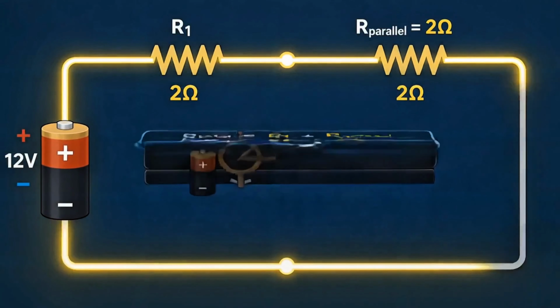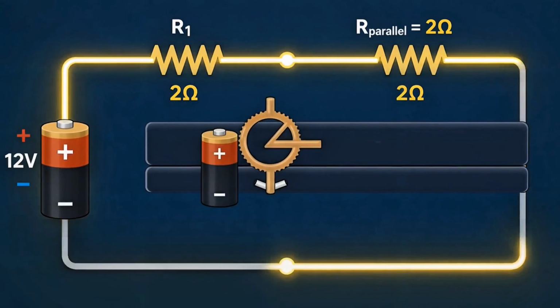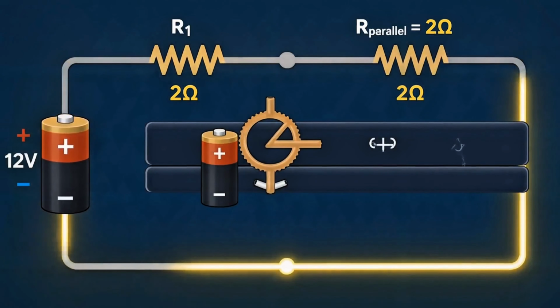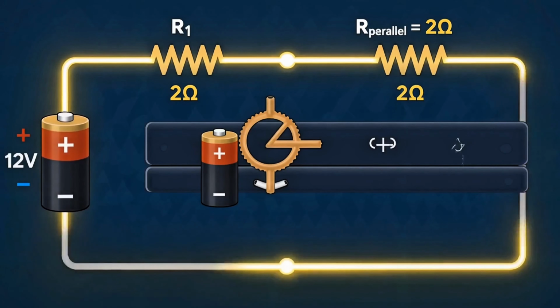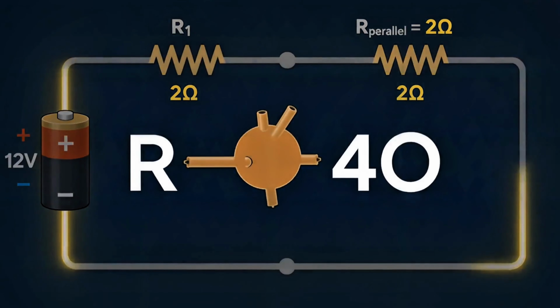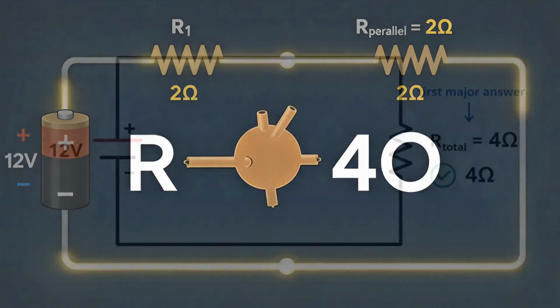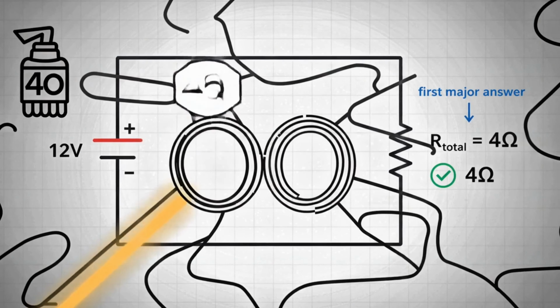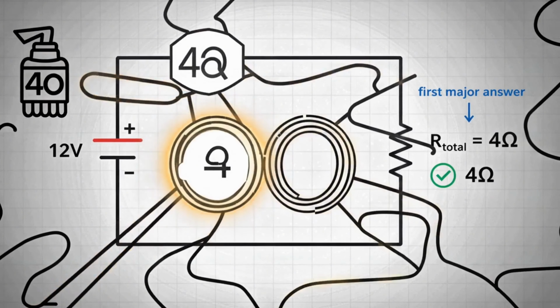We have the original 2-ohm resistor in series with the equivalent 2-ohm resistance of the parallel section. Series resistances are added directly. R total equals R1 plus R parallel. R total equals 2 ohms plus 2 ohms. R total equals 4 ohms. The battery therefore sees a total circuit resistance of 4 ohms. That is our first major answer.